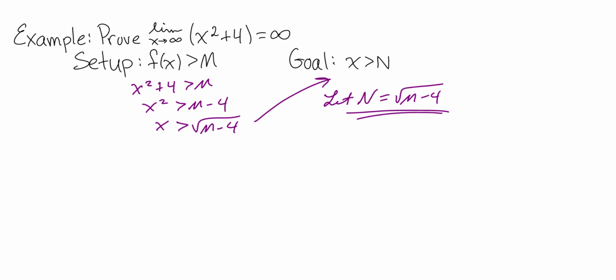Notice that this is a direct relationship rather than an inverse relationship. So if we're considering our graph, if our function is going to infinity, then given any m, we can find the corresponding n. As m gets bigger and bigger, then our value for n would also get bigger and bigger. We have a direct relationship.